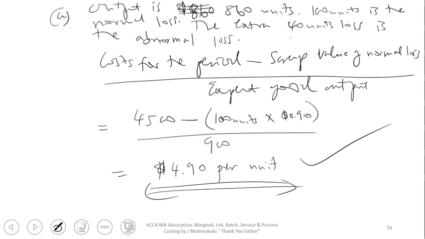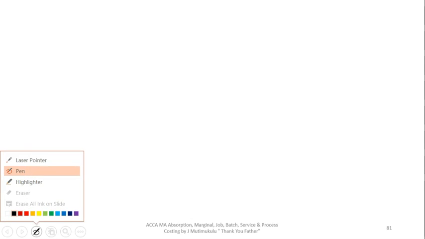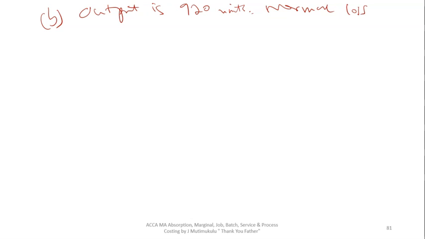Do I still have space? Yes. So let us consider part B of the question. In this case, the actual output is 920. All right, so you just write a few notes as we did before. Part B, the actual output is 920 units, and normal loss was 10% of 1000, which is 100 units.